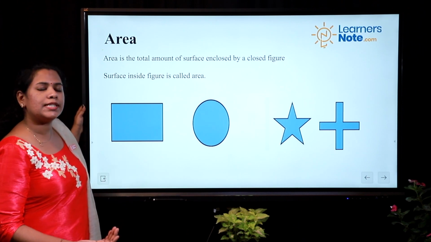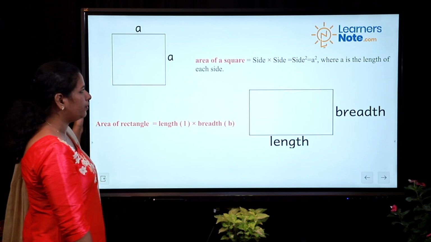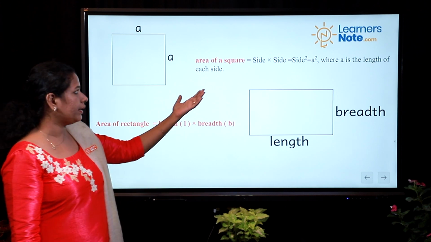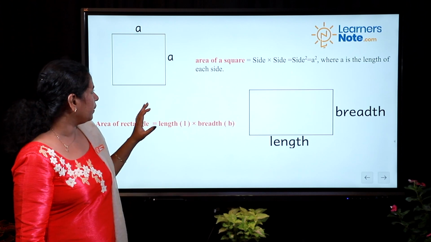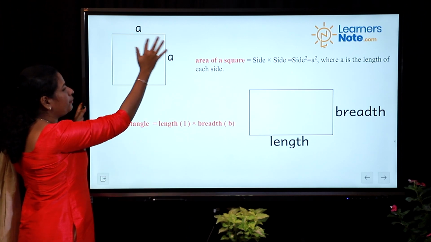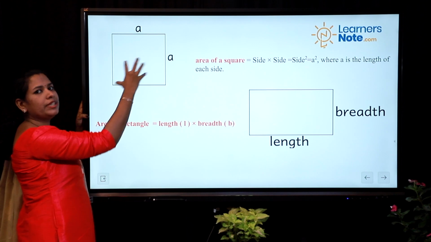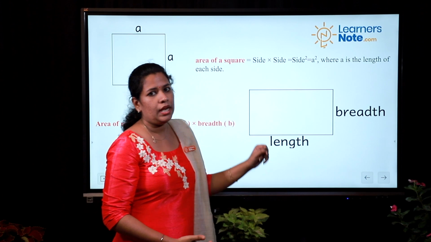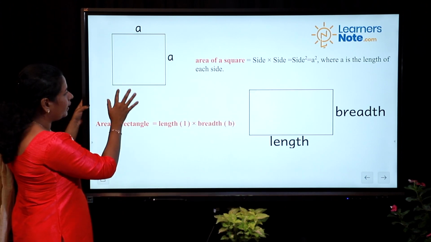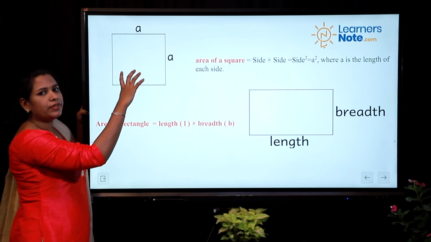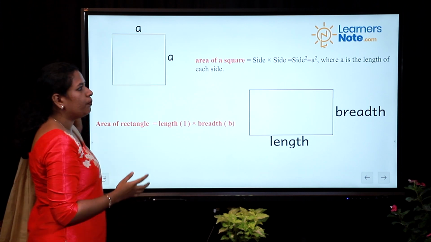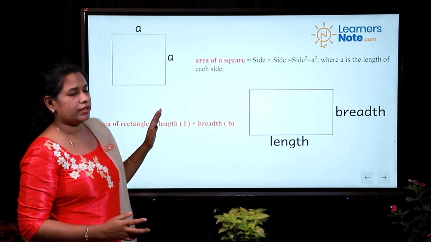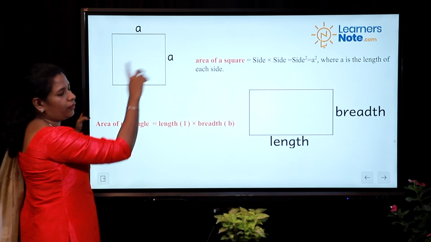Then we are going to discuss how to calculate the area of different geometrical shapes. First, I am going to discuss how to calculate the area of a square. The area of a square means we have to find the inside region, how much region this shape has. For that we can use this equation a squared. What is a? a means the length of one side, because in a square all sides are equal. So by using this formula a squared, where a is the length of each side, a into a, we will get the area of the square.